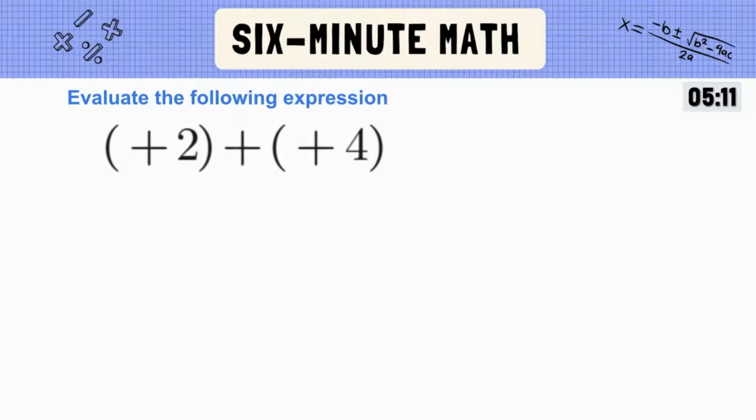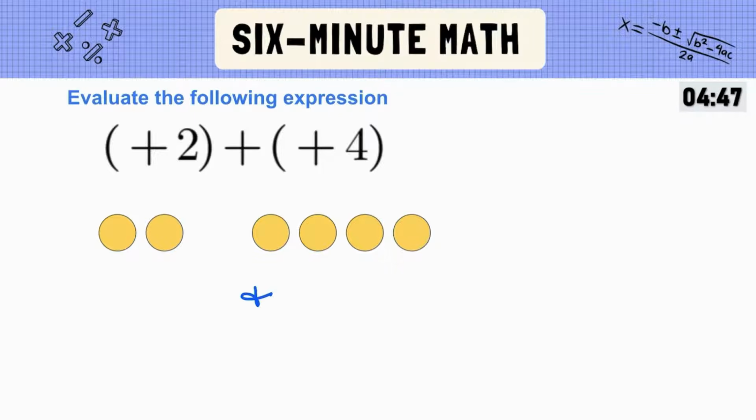We're going to evaluate positive 2 plus positive 4. My positive 2 chips, I have my 2 yellow, and I'm going to add 4 yellow chips. How many chips do I have total now? I have 1, 2, 3, 4, 5, 6, and they are all yellow, so my answer here would be positive 6.